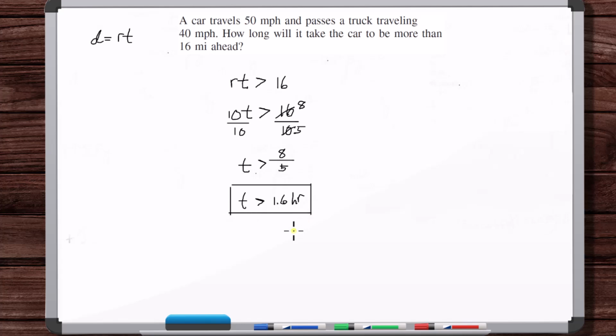When the time after the car has passed is greater than 1.6 hours, the car is more than 16 miles ahead. And for the 0.6 hours, if you want to put that into how many minutes, 1 hour and how many minutes, just take 0.6 of 60.